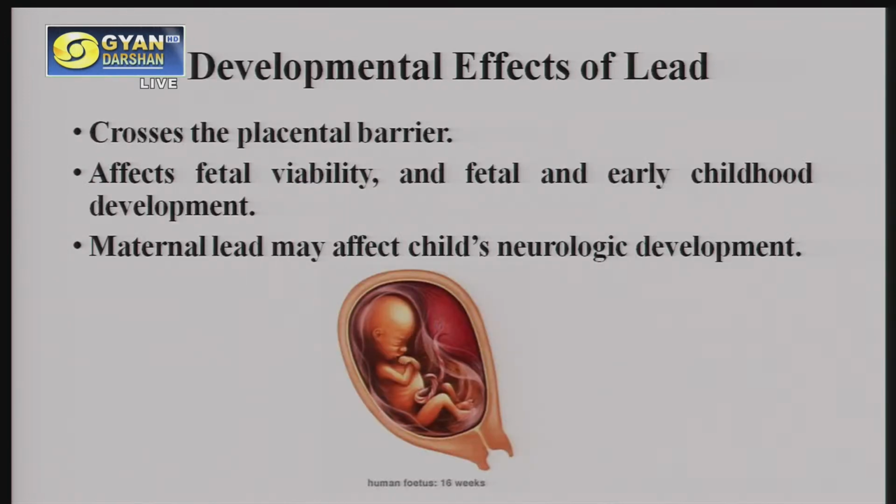Then again, lead can cross the placental barrier. It affects fetal viability. There are reports of stillbirths in women exposed to lead. The child's neurological development is delayed. Sometimes the cause cannot be identified in such children, so the cognitive impairments happening in children due to lead poisoning may be underreported as well.